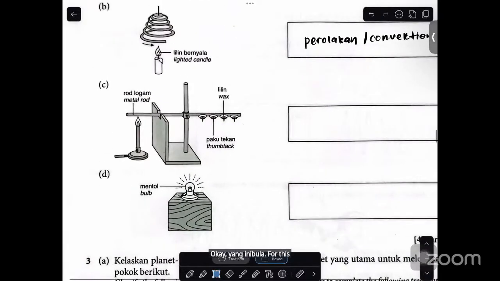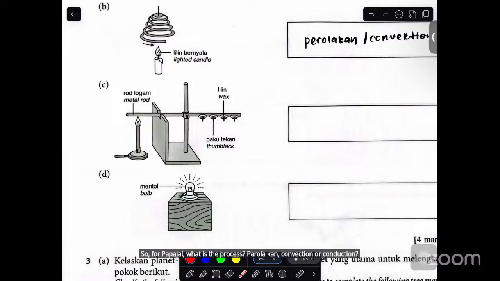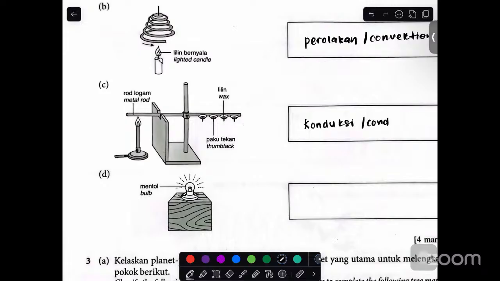Okay, yang ini pula. For this one, ada lilin dekat sini. You have a metal rod. Kena haba dekat sini. Cecair liquid gas. Why I'm saying cecair liquid gas? Solid liquid gas. Pepejal. Correct. So for pepejal, what is the process? Perolakan, convection or conduction? Exactly. So, letak conduction. This one.